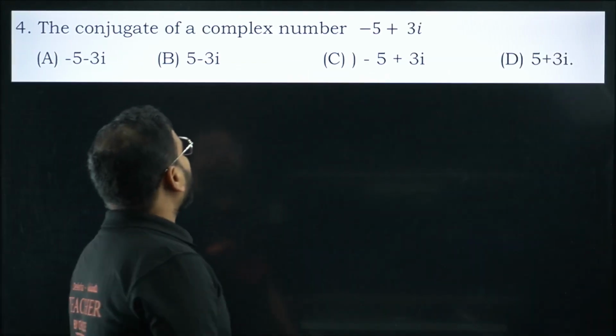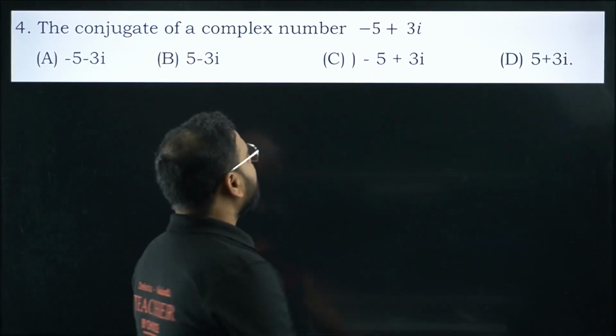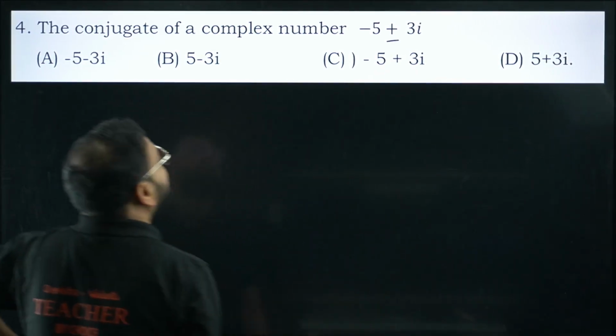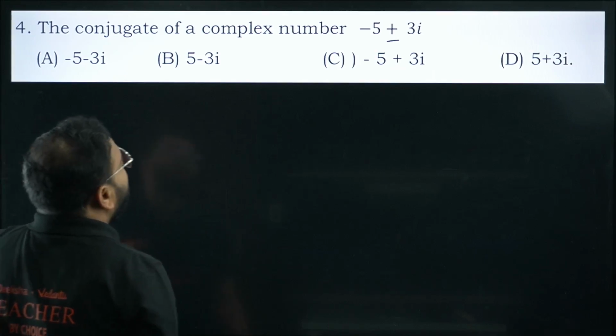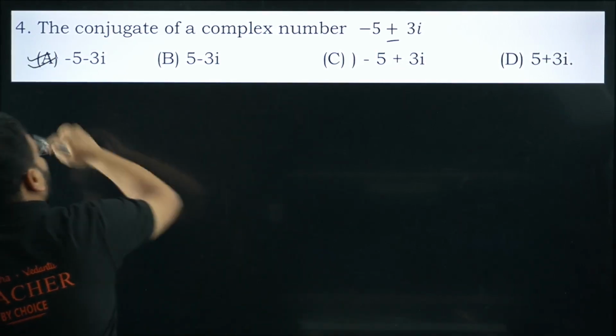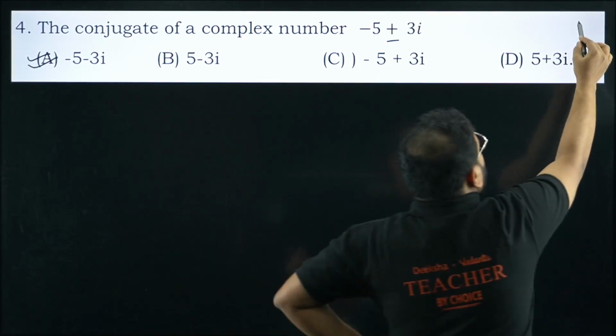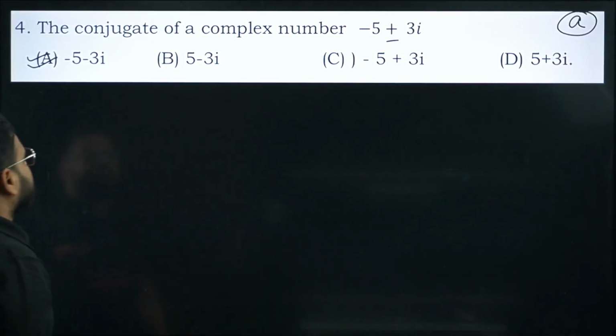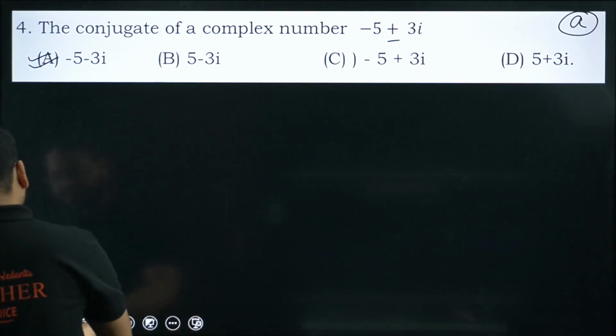The conjugate of a complex number given like this. Simply it'll come as minus sign, right? Minus 3i, please check. Minus 5 minus 3i. What do I get, bacha, here? Option A is correct. Option A is correct, sir. Alright, okay, let's start with question number 5.